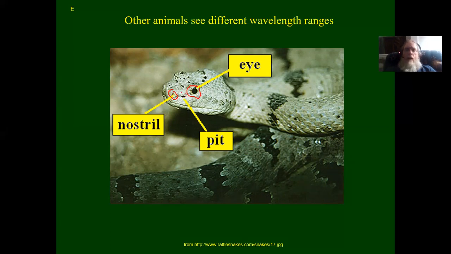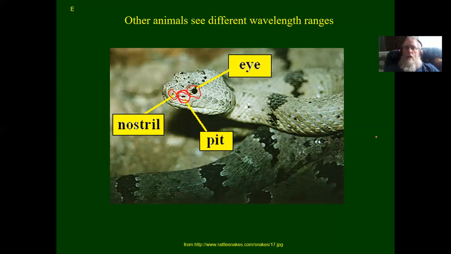And then right here in between the eye and the nostril is the pit. And the pit is a crude infrared eye. Good enough to be able to tell that there is something brighter in the infrared over in that direction, but not good enough to read by it. So it doesn't give a really sharp image, but it can tell there's something over there that's emitting more infrared than the surroundings. And why would that be useful?